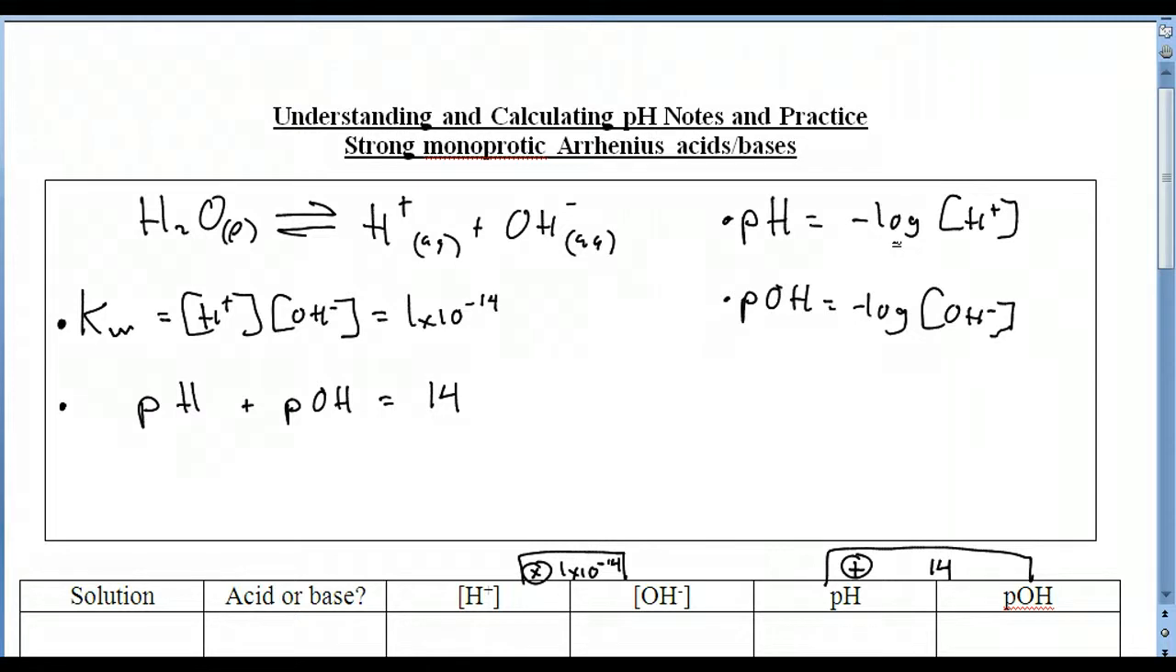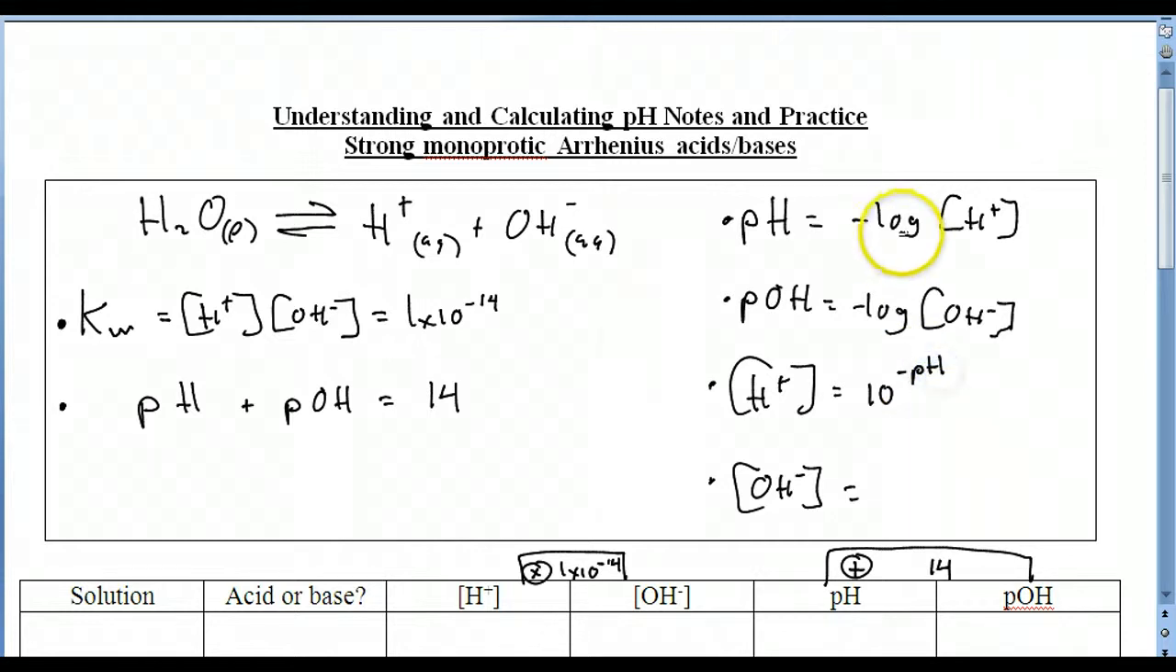Now the opposite: what's the opposite of multiplication? You say division. What is the opposite of addition? You would say subtraction. What is the opposite of a log? That's a good question, because that's how we have to get the H plus and the OH minus. H plus equals, OH minus equals. The opposite of a log is what I call the antilog. In your calculator, it's written as 10 raised to the power of negative pH. These logs are base 10, and so the opposite of that is you raise 10 to the negative pH.